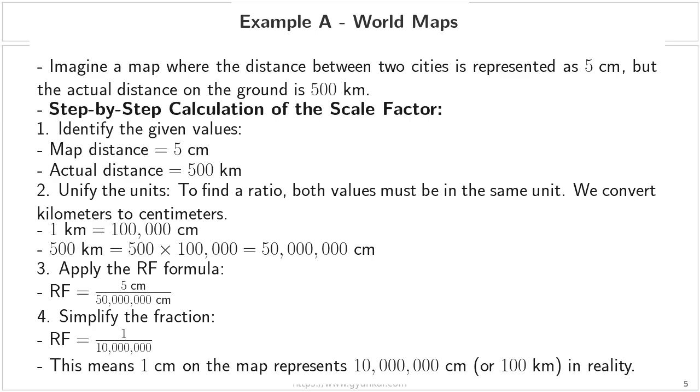In plain English, this tells us that every single centimeter you see on this map represents 10 million centimeters, or, to make it easier to visualize, 100 kilometers in the actual world. This same logic of unit conversion and ratio simplification is exactly what we are going to apply in our next example involving architectural blueprints.